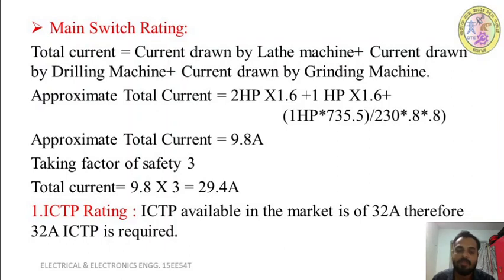Okay, so what is the rating of ICTP? ICTP available in the market near to this value 29.4 ampere is 32 ampere. Therefore, a 32 ampere ICTP is required for our workshop in the AC mains panel board. Okay, so this is the one estimation or material specification we have calculated.